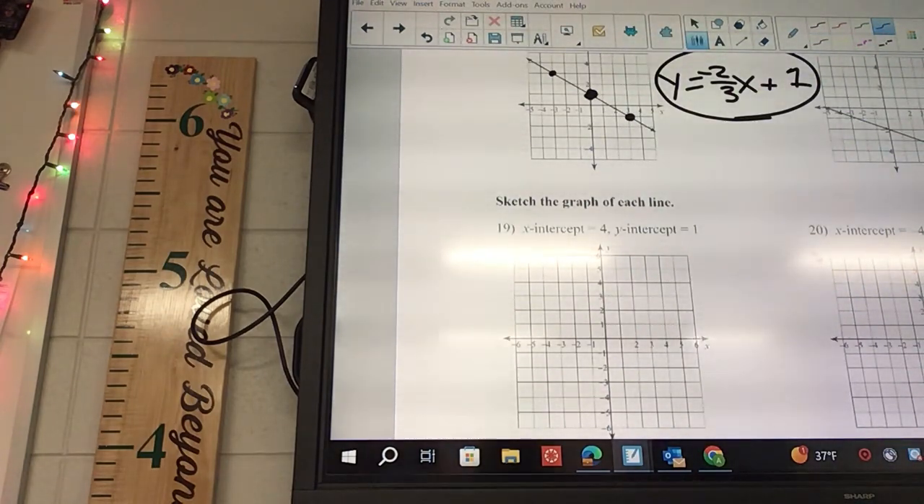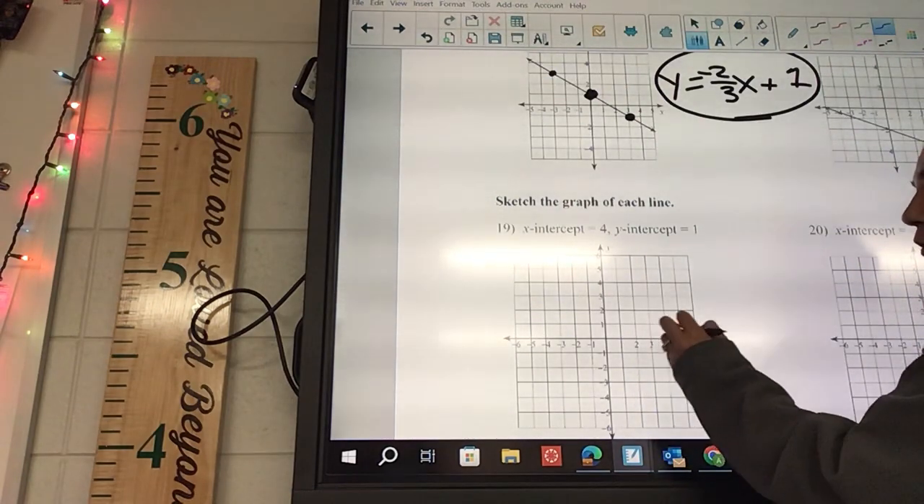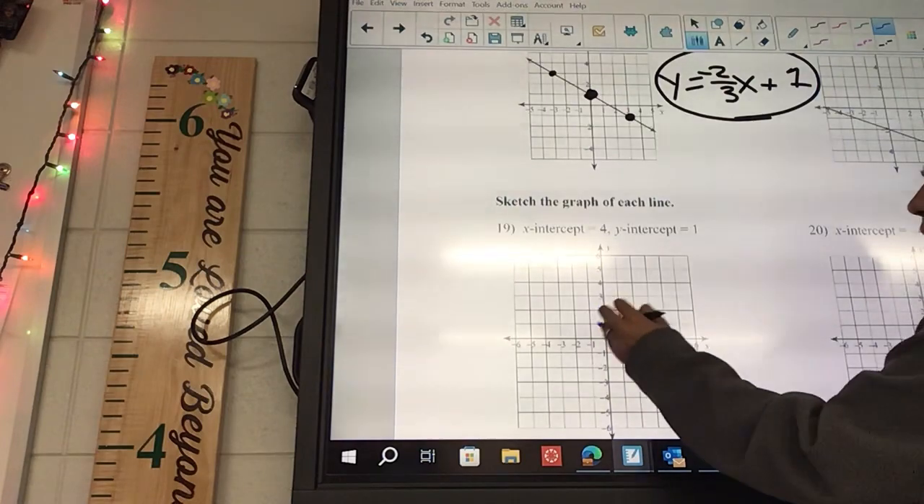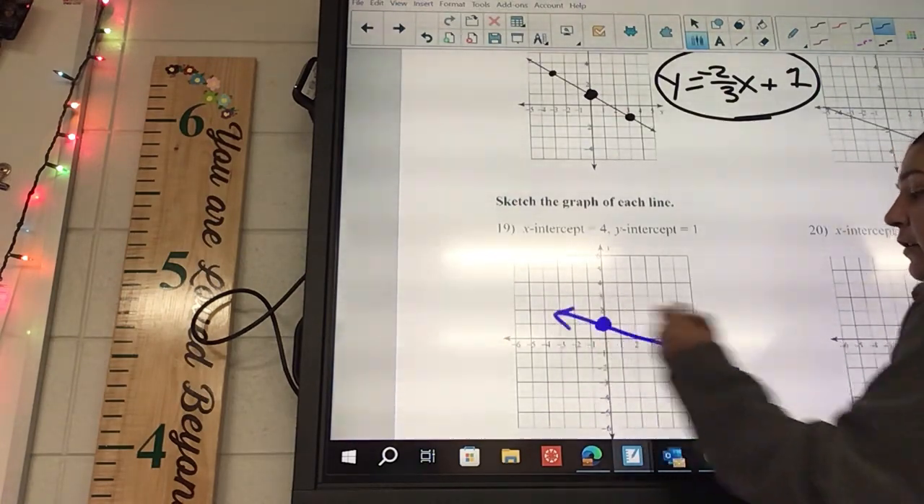Okay, 19 says sketch the graph of the line. The x-intercept is where it crosses the x line, and that's at 4. Where it crosses the y line is at 1. Okay, and we're just going to connect our 2 dots.